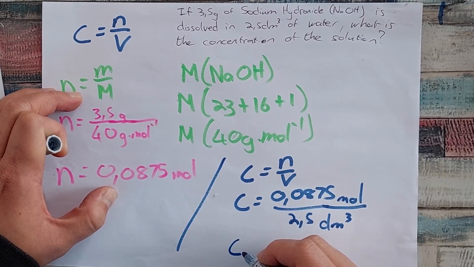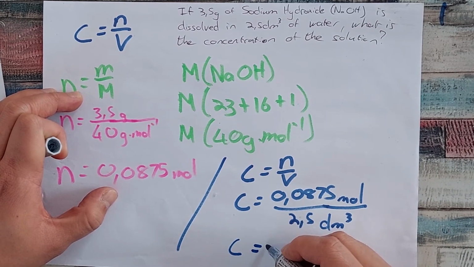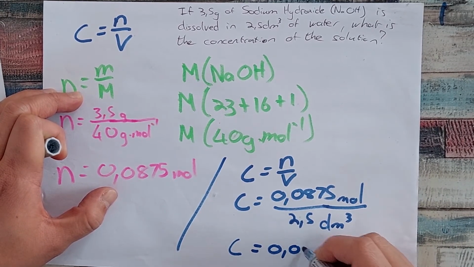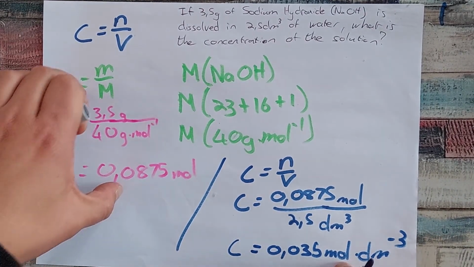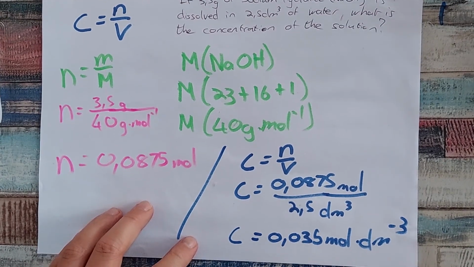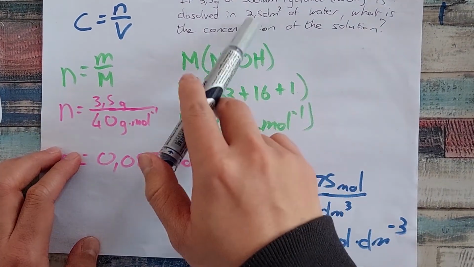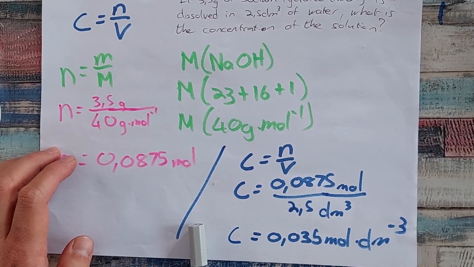Okay, therefore your answer should be over here. C is equal to 0,035 mol·dm⁻³. Right, that's just one of the examples that you can do. There's a lot more where this is going to be different. Try them by yourselves. Right, thank you very much.